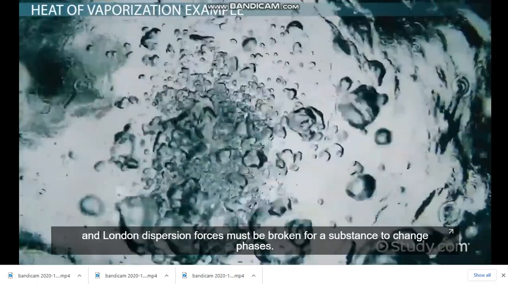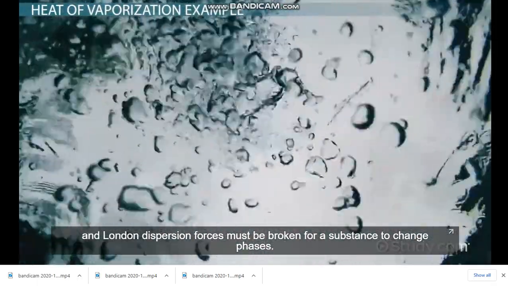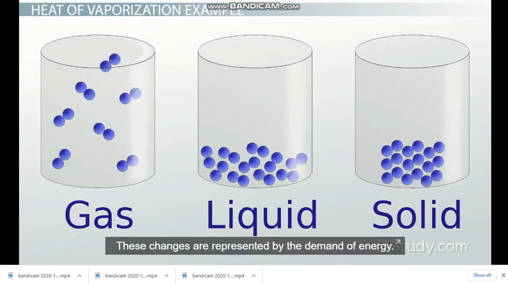Molecules must be rearranged, and intermolecular forces such as ionic bonds, hydrogen bonds, and London dispersion forces must be broken for a substance to change phases. These changes are represented by the demand of energy.